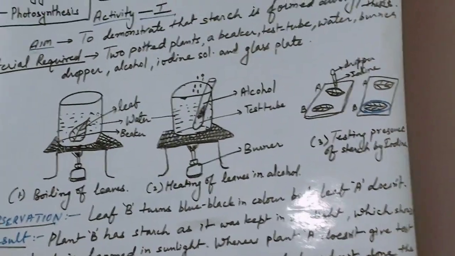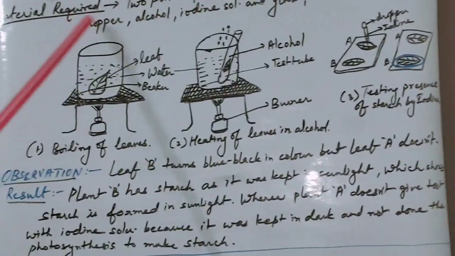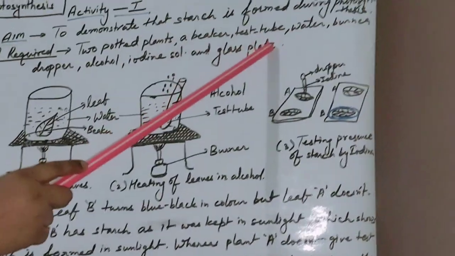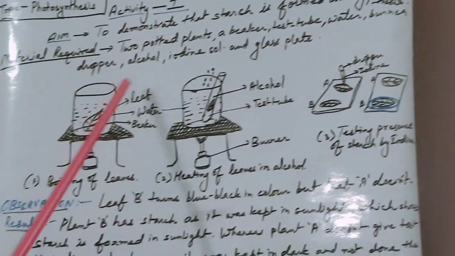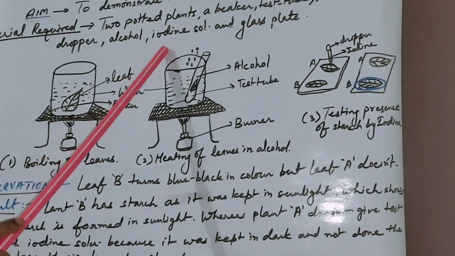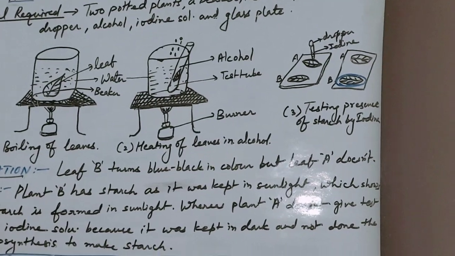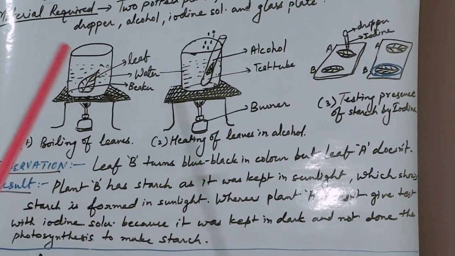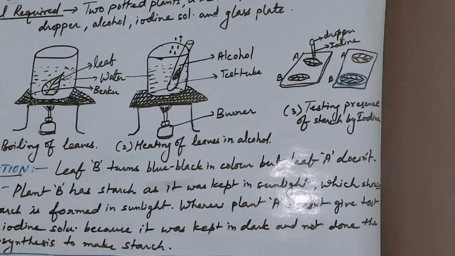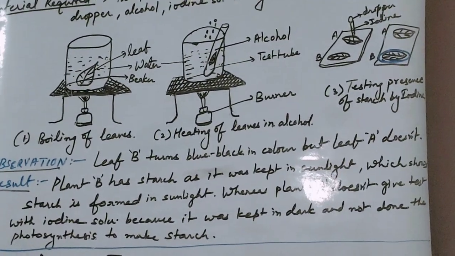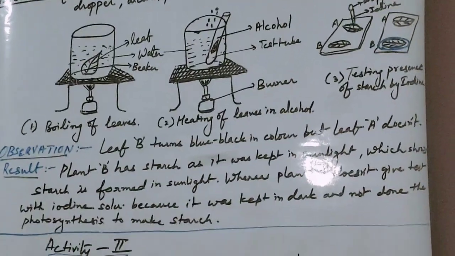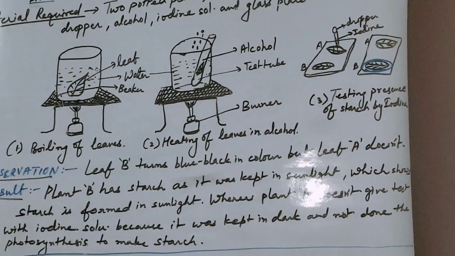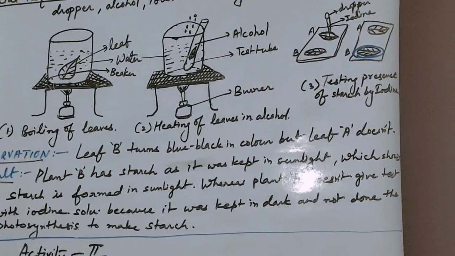So students, for this activity, the materials required are 2 potted plants, a beaker, test tube, water, burner, dropper, ethyl alcohol, iodine solution, and glass plate. You can see here what we are going to do in the activity. At first, we need to take 2 green potted plants and label them as A and B. We will put them in a dark place for 2 days.